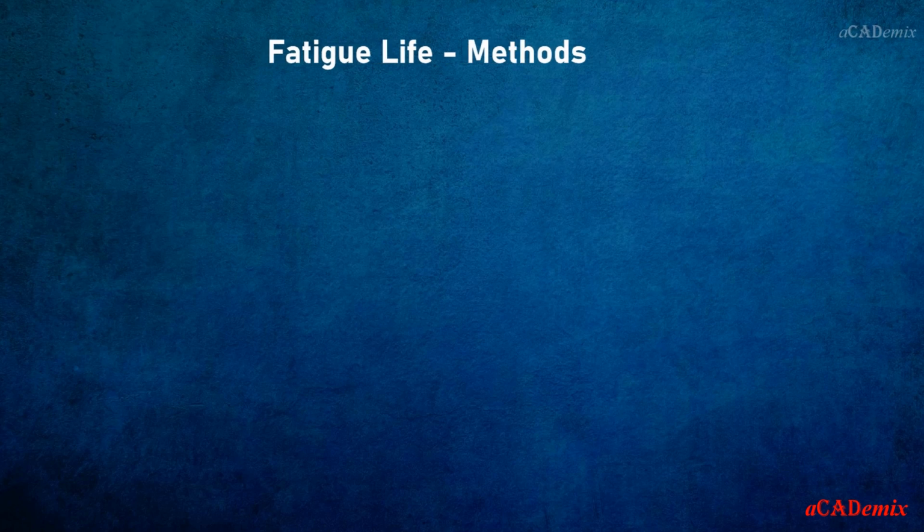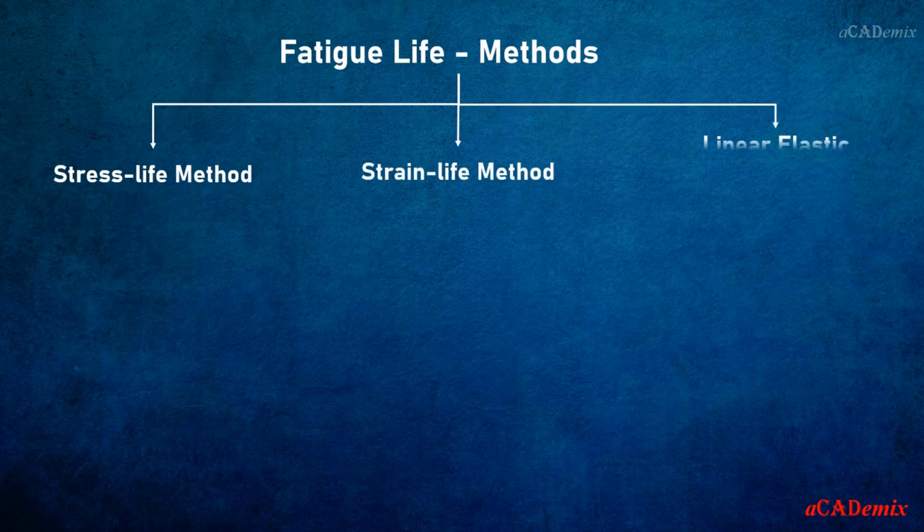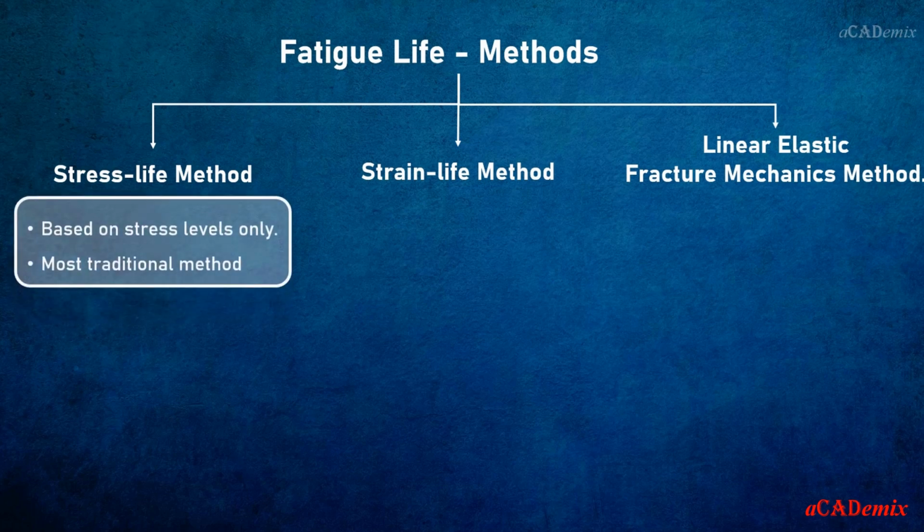Three major approaches are used in design and analysis to predict when, if ever, a cyclically loaded machine component will fail in fatigue over a period. The first one is the stress life method, then the strain life method, and the linear elastic fracture mechanics method. The stress life method is based on stress levels only. It is the most traditional method since it is the easiest to implement for a wide range of design applications. This method has sufficient supporting data and represents high cycle applications effectively.